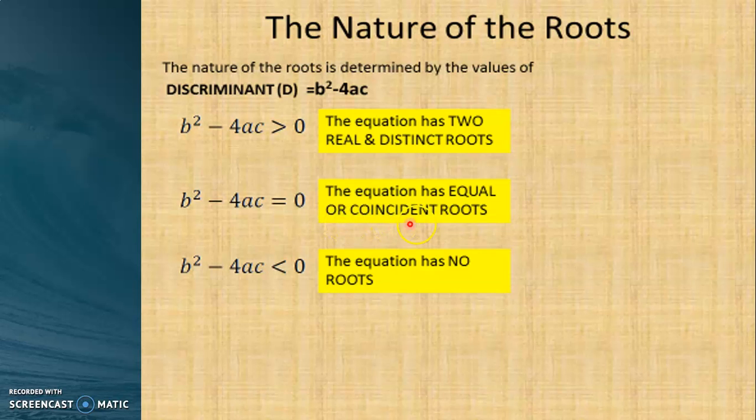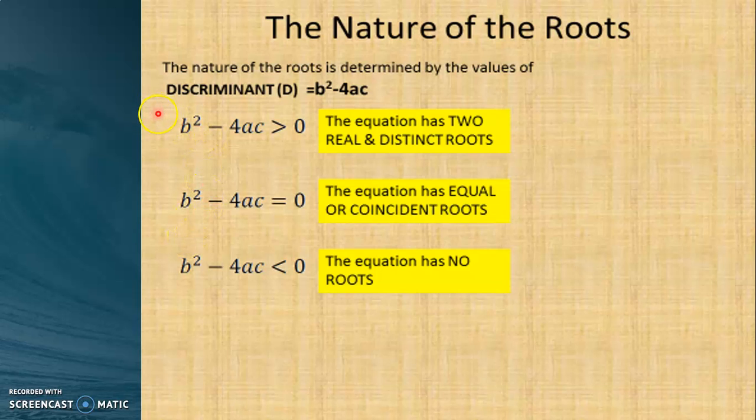So in second case, when b square minus 4ac is equal to 0, the equation has equal or coincident roots. In some of the books it is also coincident, so that is why I have mentioned coincident. Okay, in exams if they don't write equal, they write coincident roots, so you should know it is equal roots. In that case the discriminant will be equal to 0. Third case, b square minus 4ac less than 0. Now you think of any number less than 0, it will be obviously negative. So in that case the equation has no roots. Okay, keep this in mind students.